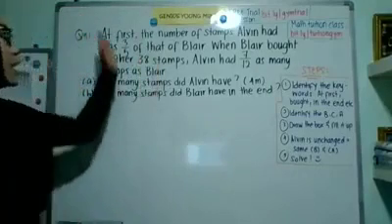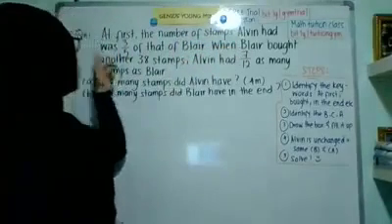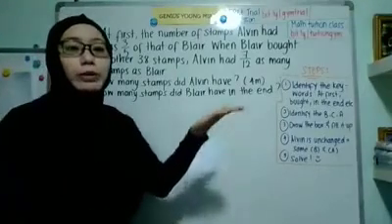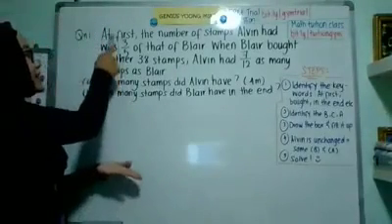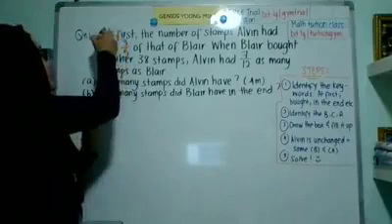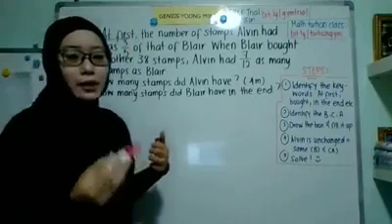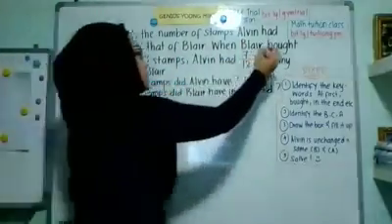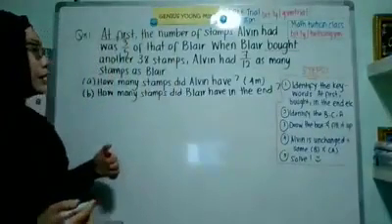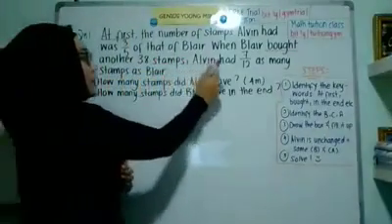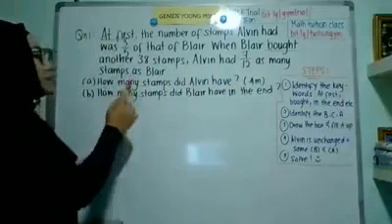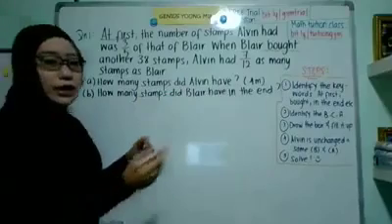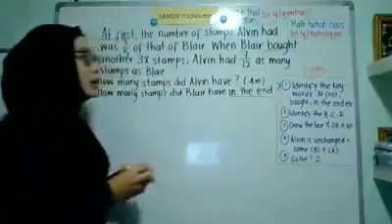When we read the question, at first, the number of stems Alvin had was 3/5 of that of Blair. We know that this question is comparing between two people, and there is this big keyword, at first. Then, when Blair bought another 38 stems, that's another keyword here, bought. Alvin had 7/12 as many stems as Blair. How many stems did Alvin have? How many stems did Blair have in the end? And then I have another keyword, in the end.